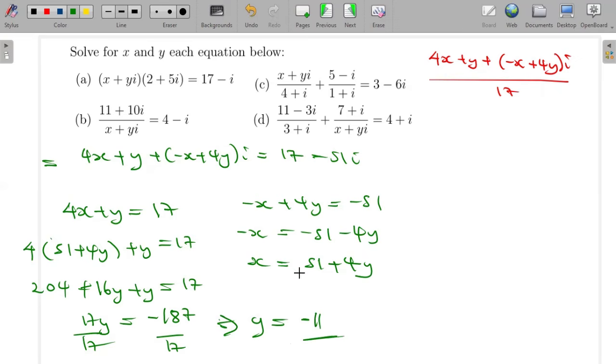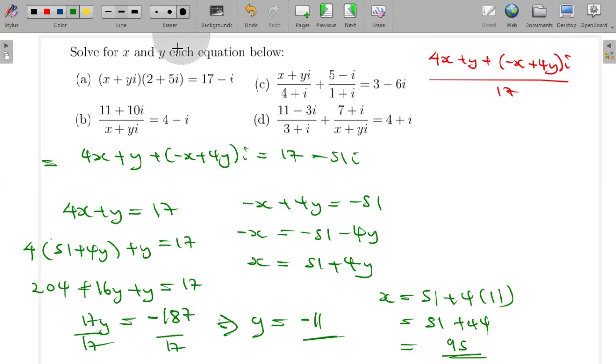So this is what I get, negative 11. And then I go back to this equation, and then I replace my y. So I get 51 plus 4, then 11 there. Then this will be 51 plus, then that would be 44. There I get 95. So this is my answer for this one.